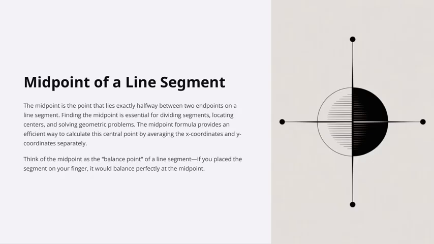It works by averaging the x-coordinates of the endpoints and doing the same for the y-coordinates separately. Imagine the midpoint as the balance point of the segment. If you place the segment on your finger, it would balance perfectly right at the midpoint. So, understanding this concept helps us see how segments are divided and how to find their centers accurately, an essential part of our overall study of geometry.